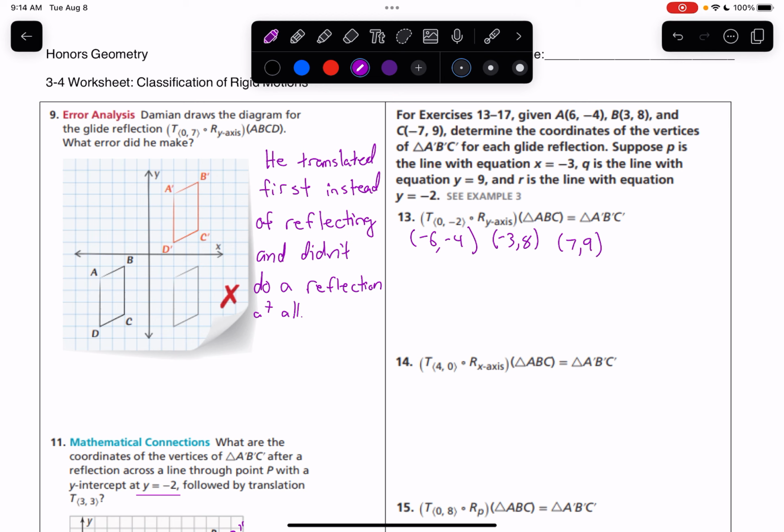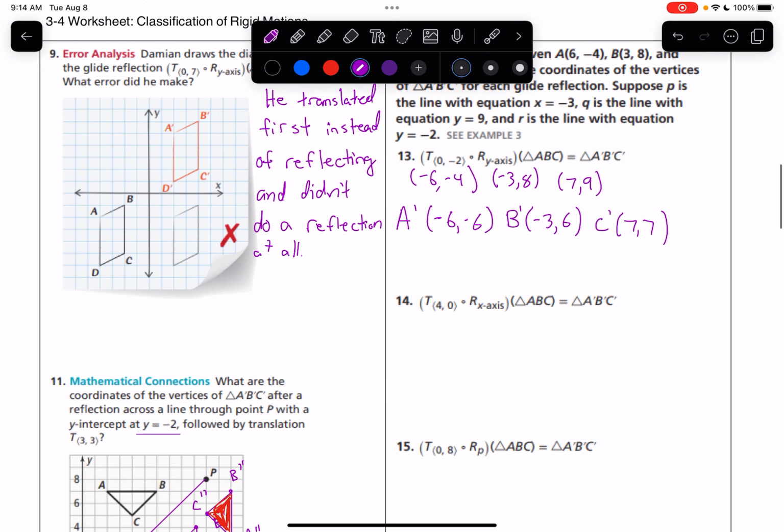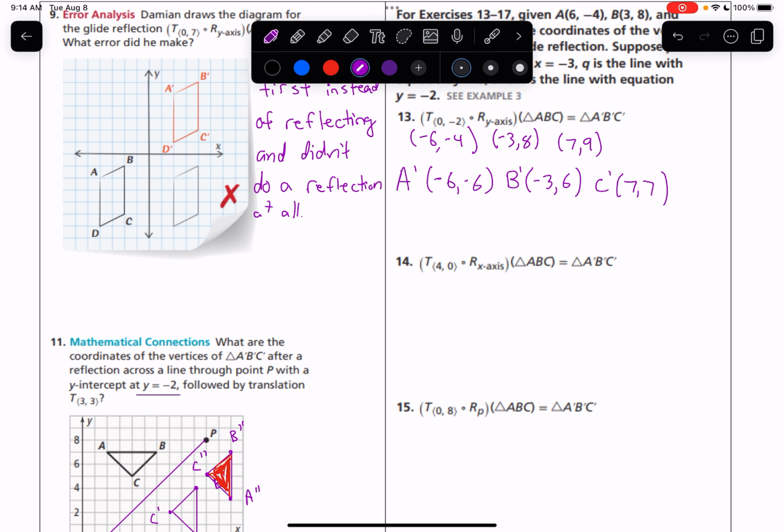And then the next thing I need to do to these coordinates is translate 0, -2. So just subtract 2 from the y coordinate. And I get A prime is -6, -6. B prime is -3, 6. And C prime is 7, 7.